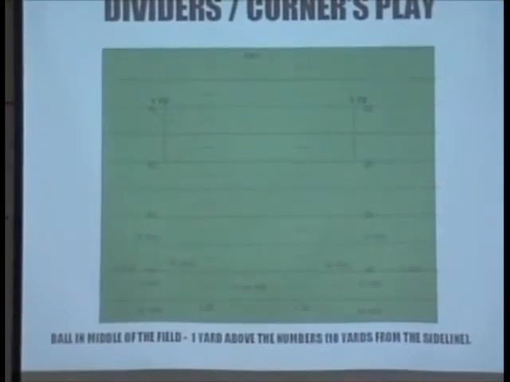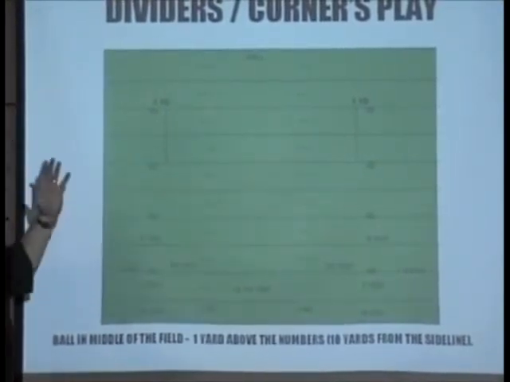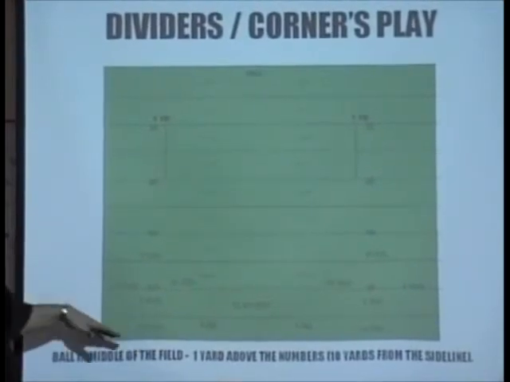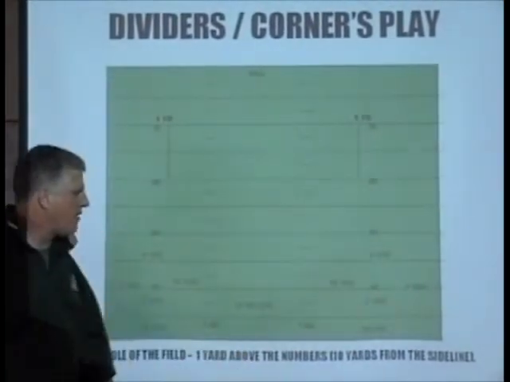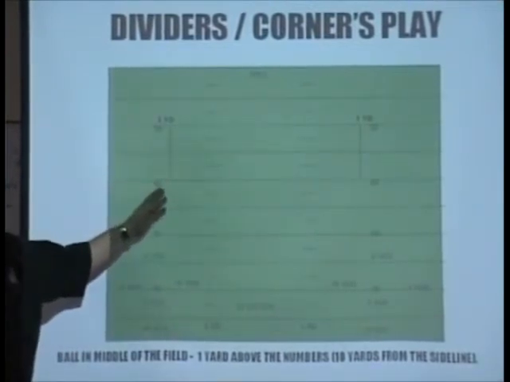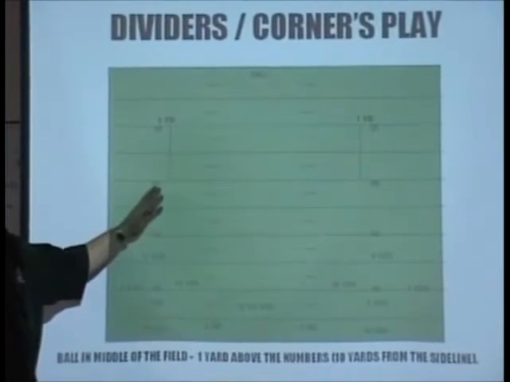Alright. We talked a little bit about this, so let's make sure we talk about the dividers, cornerbacks playing cover 3. Okay? If the ball's in the middle of the field, it's 1 yard above the numbers. That 1 yard, numbers are at 9, by regulation, if they're right.